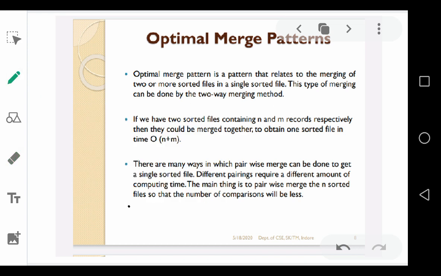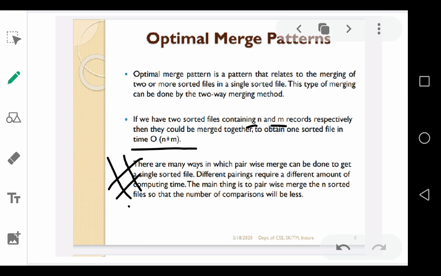Suppose we have two sorted files containing N and M records respectively, then the files can be merged together to obtain a sorted file in the order of N plus M. So there are many ways in which the pairwise merging can be done in order to get a single sorted file. Different pairings are possible in order to get the final merged list, and different pairings require a different amount of computing time.